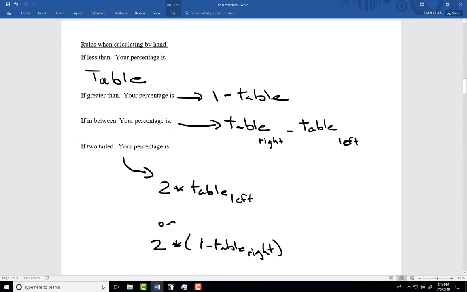Okay? So the first problem dealt with the less than, the second problem we did was the greater than, the third problem was in between, and the last one was a two-tail. So this is how we do normal CDF for the following. But that's how you do stuff from 6.1, 6.2. If you have questions, let me know. I'm going to upload some other ones shortly.